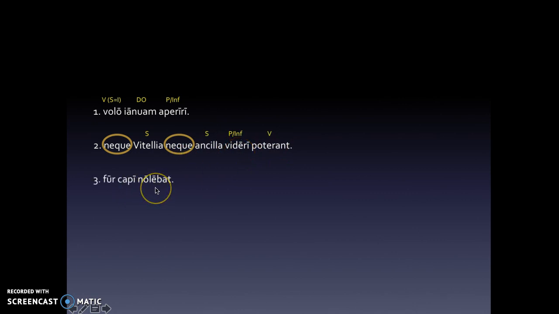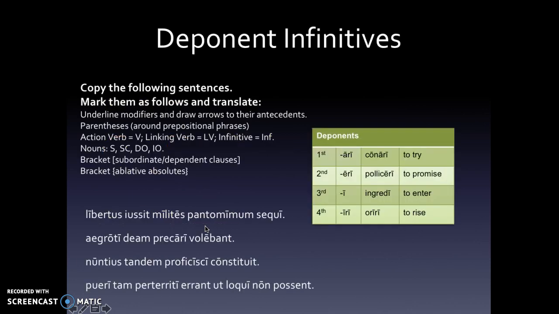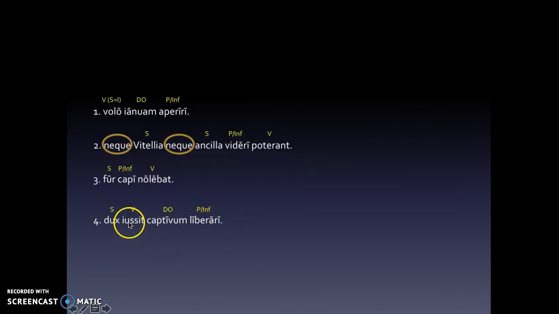For fur capi noluit, we've got a subject, our nominative, we've got a passive infinitive, and we've got a verb. So the thief did not want to be captured. Dux iussit captivum liberari. We've got a nominative, a main verb, a direct object, and a passive infinitive. The leader orders the captive to be freed. Sorry, that was ordered.